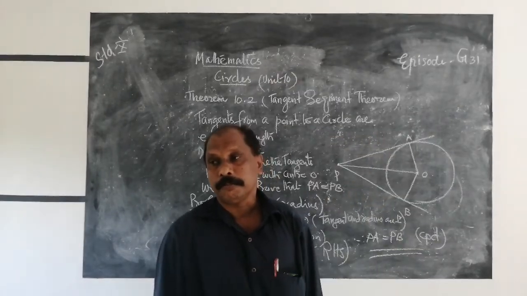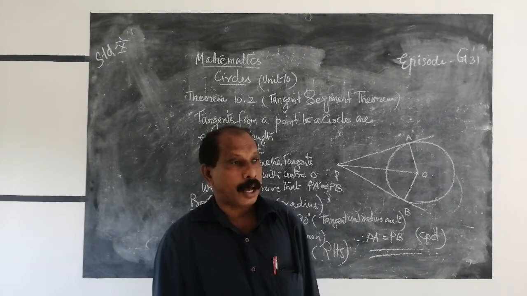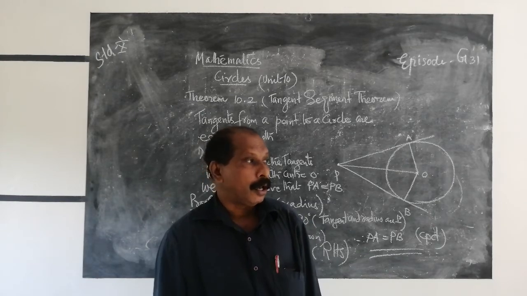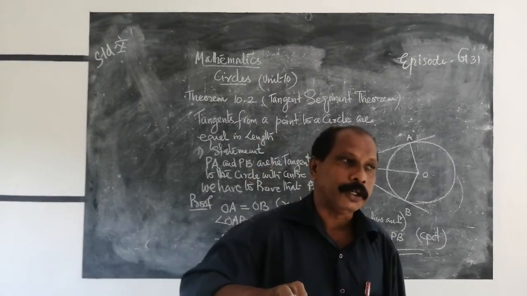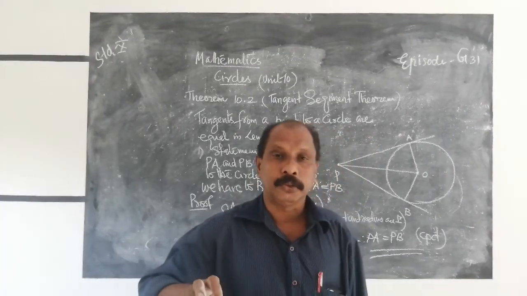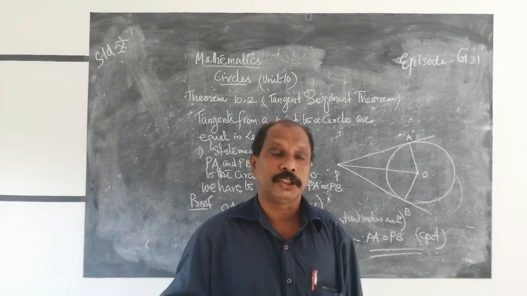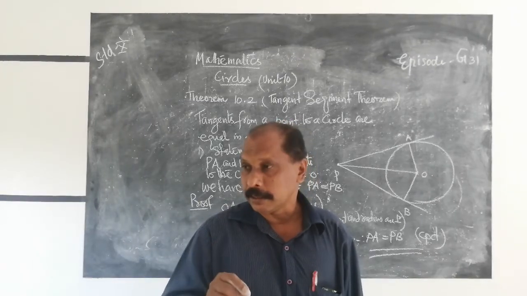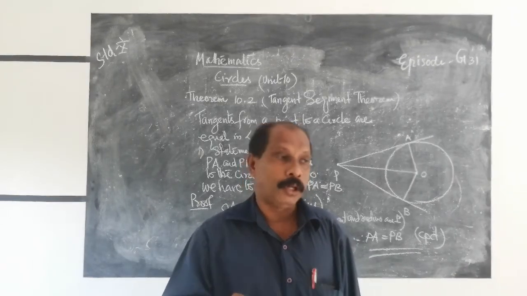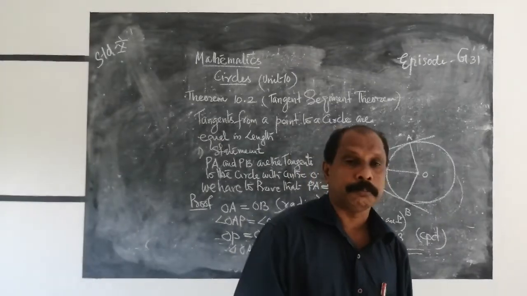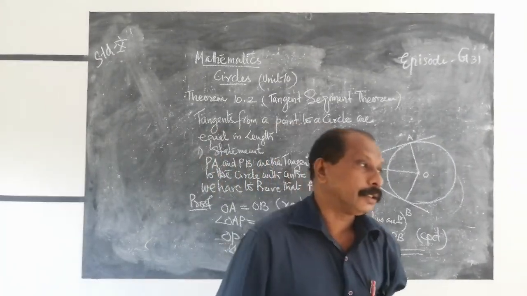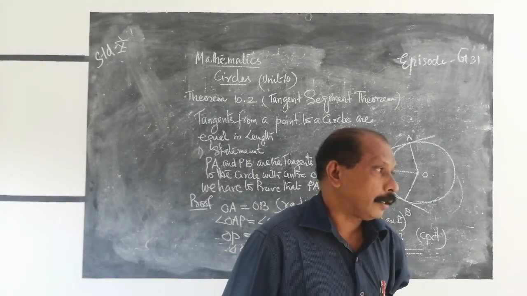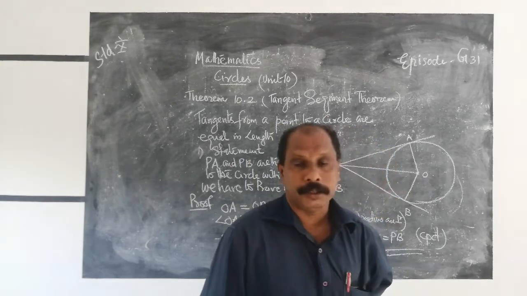Two tangents can be drawn at the end points of a diameter. We know that these two tangents are parallel to each other because any tangent is perpendicular to the radius segment at the point of contact. That is the first theorem. Then the second theorem is the tangent segment theorem.